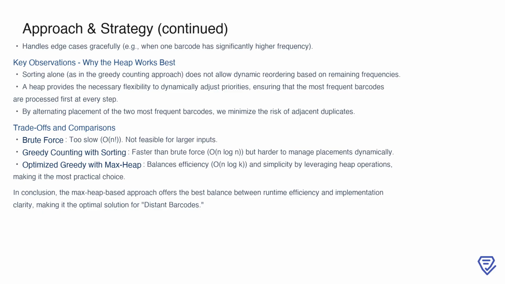When comparing this approach to others, brute force is clearly too slow, with its factorial time complexity making it impractical for large inputs. The greedy counting approach with sorting is faster, but it struggles with the dynamic placement aspect and becomes cumbersome to implement. The optimized heap-based strategy strikes the perfect balance by combining runtime efficiency, O(n log k), with simplicity and clarity in implementation. This makes it the most practical and reliable solution for the distant barcodes problem.